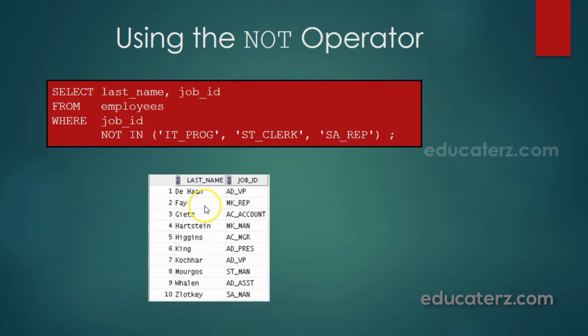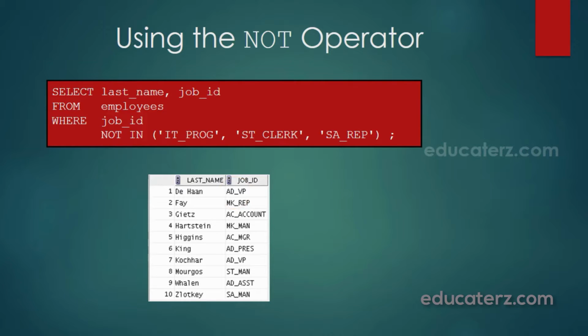So if you look at the result set, you will see last name is Dhan and job ID is AD_VP, Additional Vice President. So it doesn't belong to this list. So it is not in that list. That's why this record is picked up.